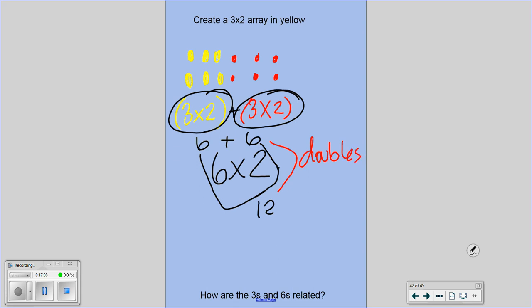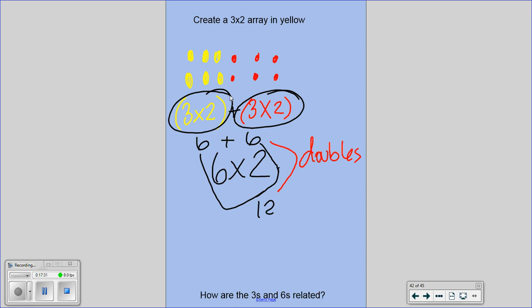My 3s are doubled to give me my 6s. Georgiana? Go more. Every third number is colored.